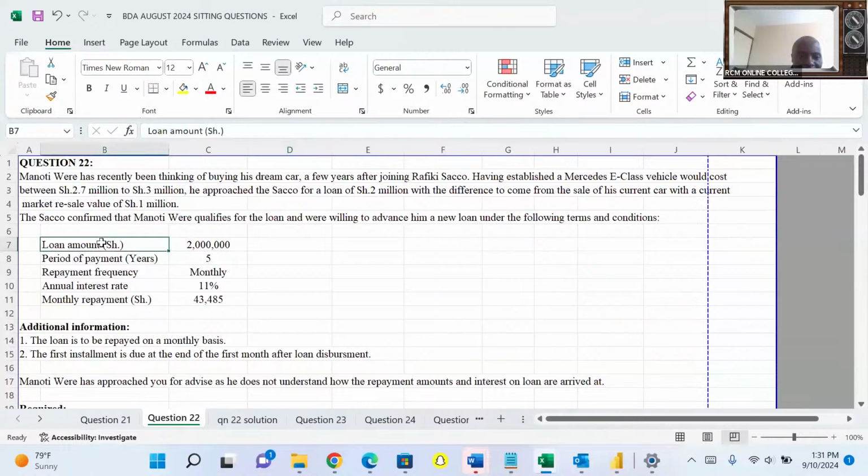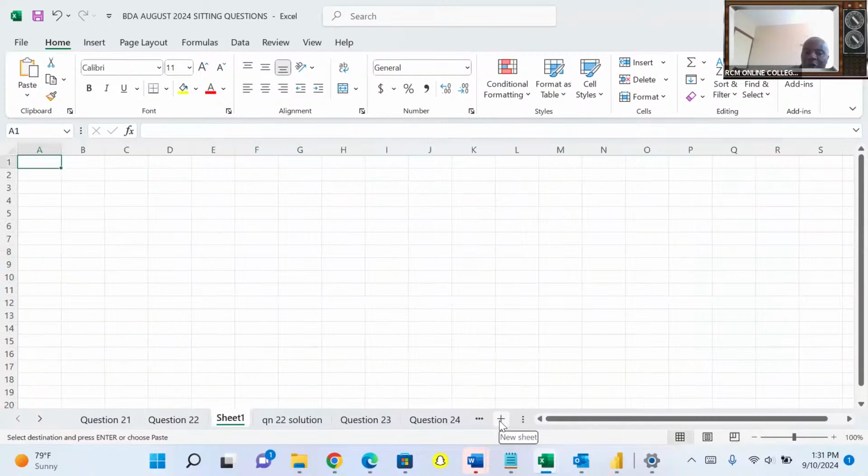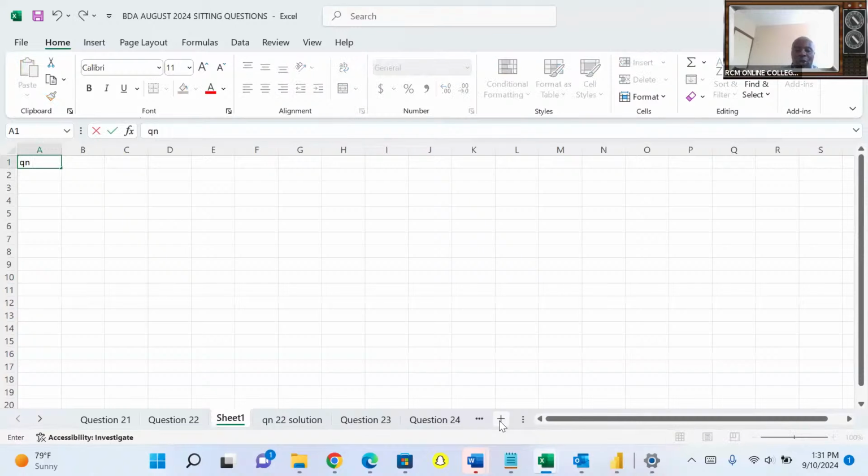So come here, highlight this. After you highlight it, say Control C to copy. Always go to a new sheet, and this is the practical way that I would want you to be doing. In this booklet, when you're doing this in CASNEB, go to a new sheet, like I've done before. So in this new sheet, say question 22, solution.